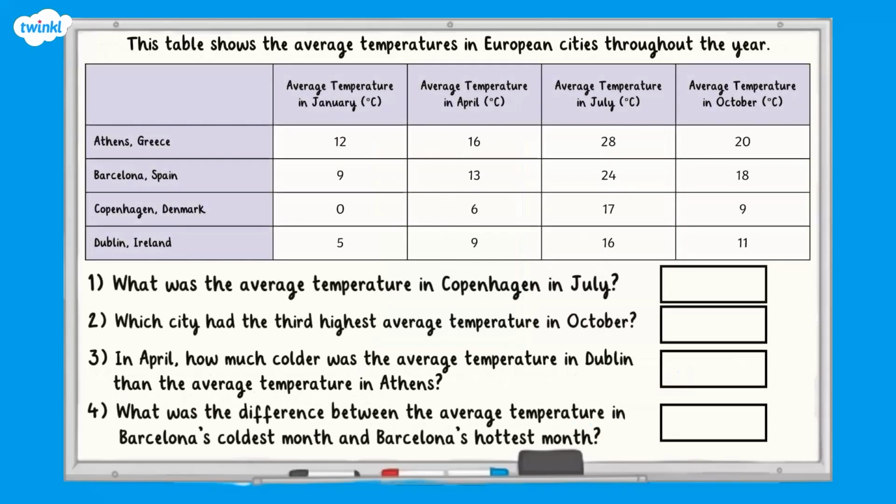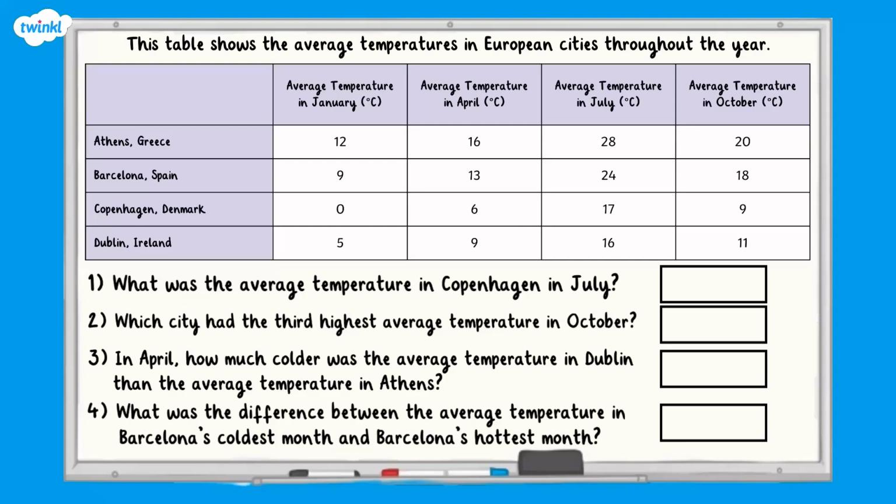Now it's your turn. Look at this table, which gives information about the temperatures in 4 European cities at different times of the year. Pause here and use the information in the table to answer the questions below. Then press play to check your answers.